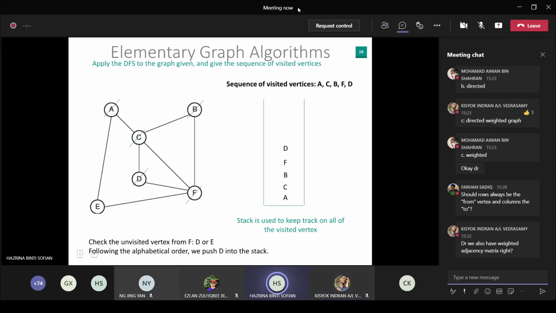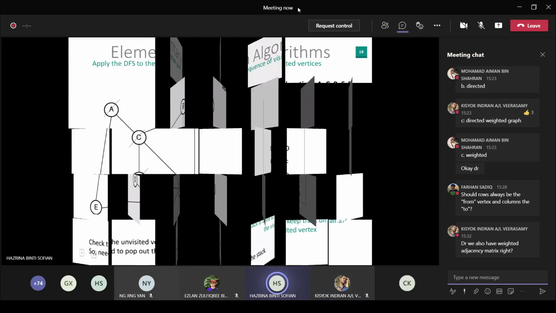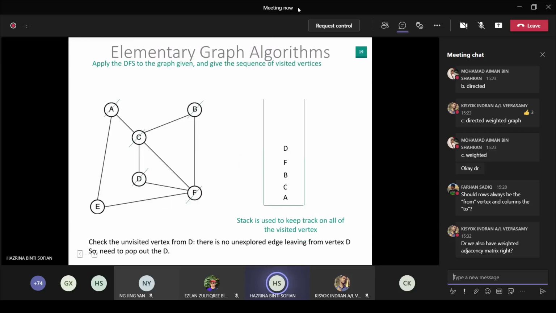So right now, check the unvisited vertices from D. There is no unexplored edge leaving from vertex D. Okay, Kishore is right. So right now, we need to pop out D. Although we pop out D, the sequence is still A, C, B, F, D. So right now our stack is not the same as the visited vertices.